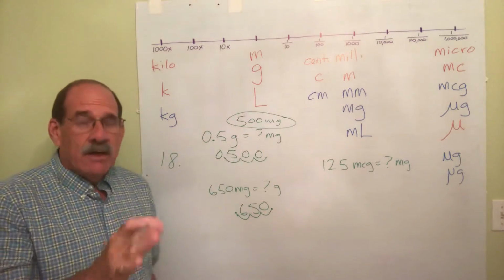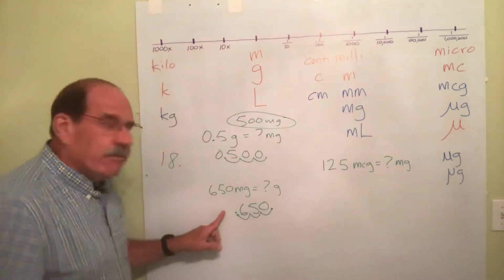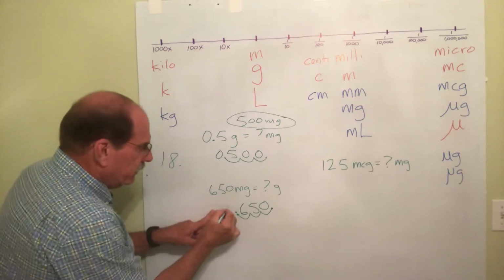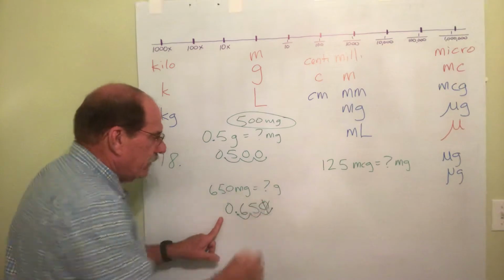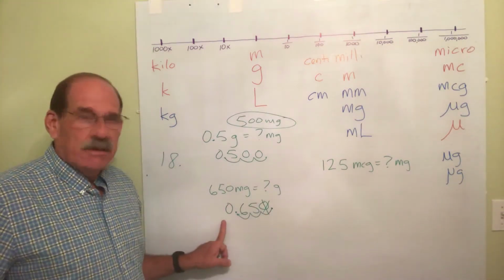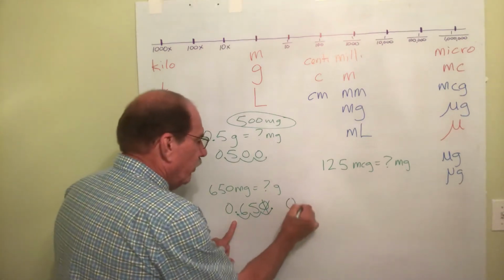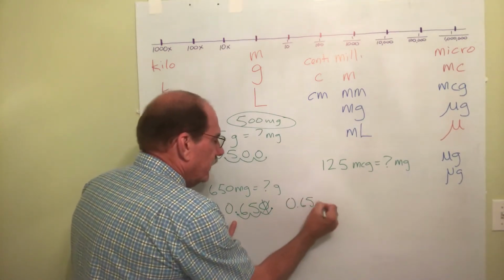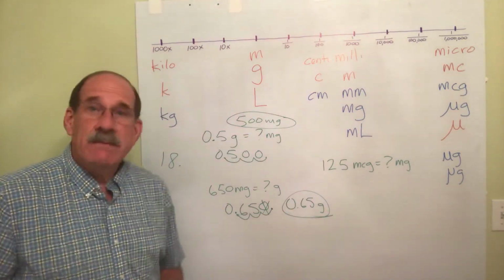Now remember our two zero rules. What must I do with zeros? I must put a 0 there to the left of the dot, and I drop that 0 right there. Don't put extra zeros. So what's my final answer? 0.65 grams is the same thing as 650 milligrams.